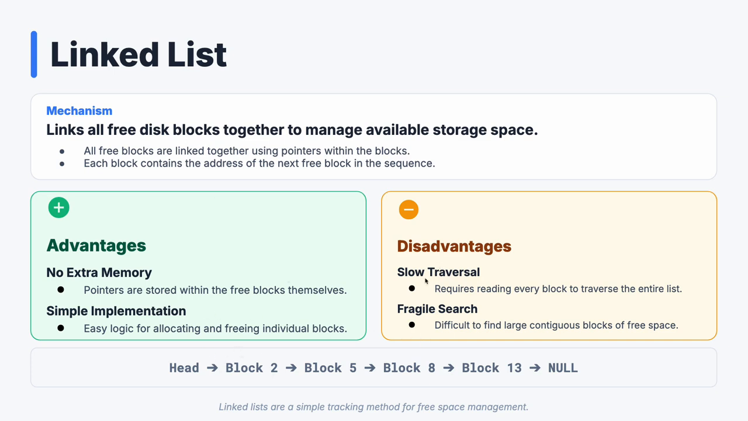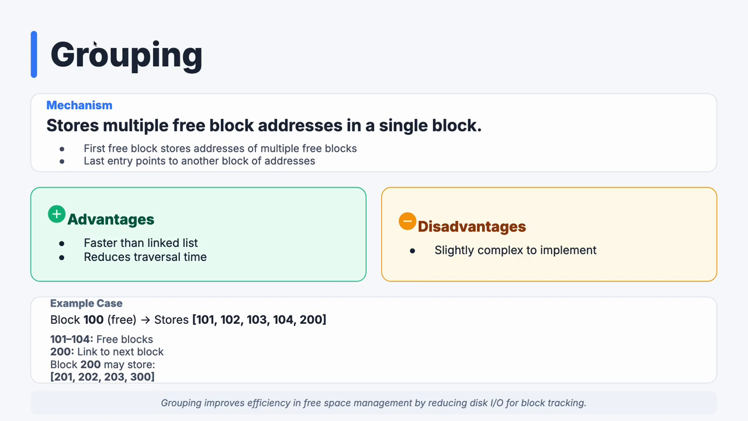What can we do to improve the traversal? What we can do is create a grouping. Store multiple free block addresses in a single block. The first block will store the addresses of multiple free blocks. The last entry points to another block of addresses. So what we are doing is creating groups.